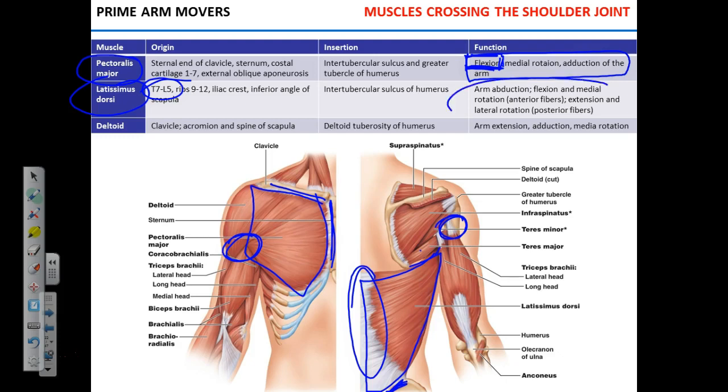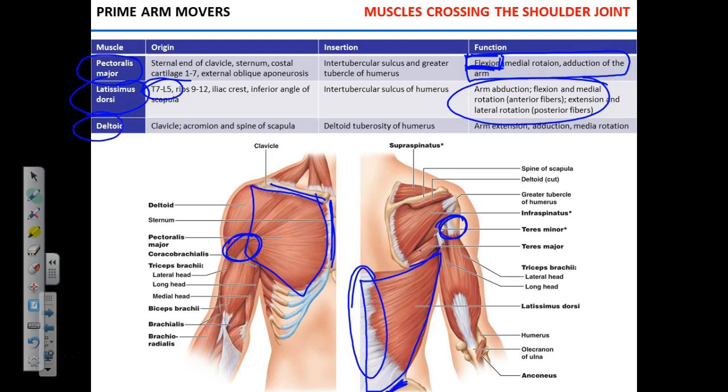So the main function is the extension and abduction of the arm. And if you think about people who have the most developed latissimus dorsi and pectoralis muscles, swimmers. Because those arm movements during the freestyle swim are a combination of extension, flexion, abduction, and adduction. So they do a combination of extension, flexion, abduction, adduction, circumduction when they do this movement. Does that make sense?